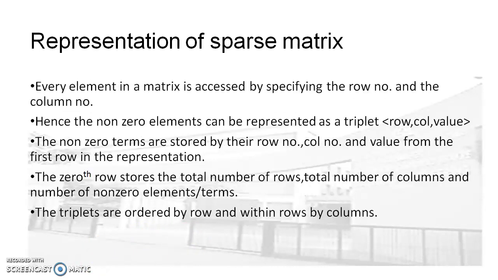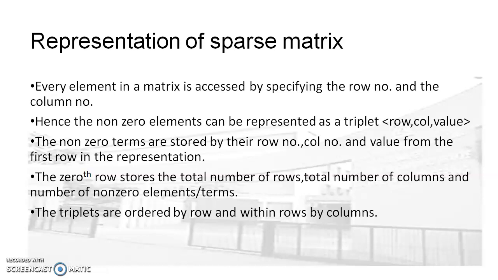Now let's see what the alternative representation of sparse matrix is. As you know, every element in a matrix is accessed by specifying the row number and the column number. Hence, in the triplet representation, the non-zero elements are represented by their row value, column value, and the actual term value. So you have to store the row number, column number, and value in the triplet representation, which consists of only 3 columns, and the total number of rows is equal to the number of non-zero terms present in the matrix.